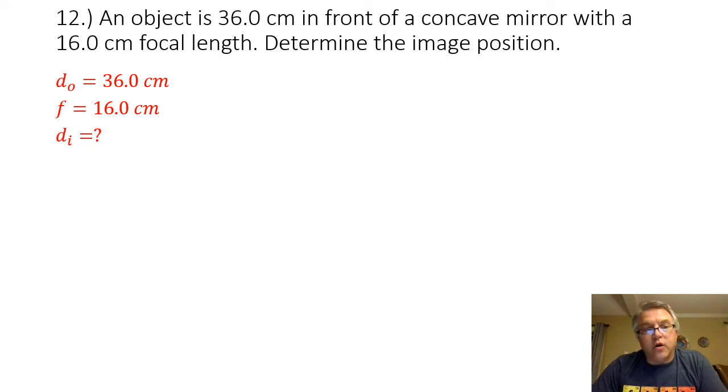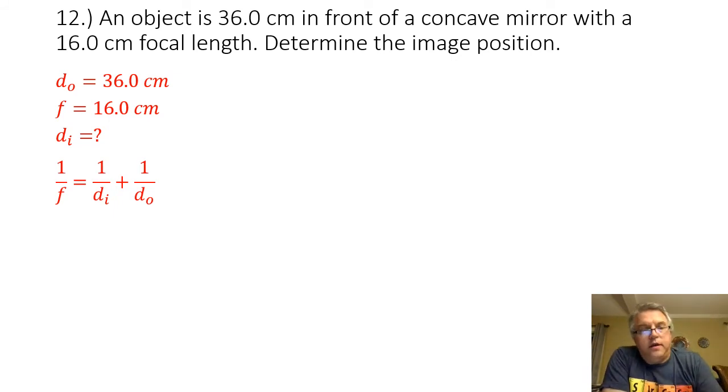We are going to start off with our mirror equation, and we are given the focal length, we are given the object distance, and we are being asked to solve for the image distance. So let's isolate the image distance and solve for that variable. I'm going to take you through this one step at a time just to show you how we rearrange this formula. If I want to solve for the image distance, I need to get that all by itself on one side of the equal sign.